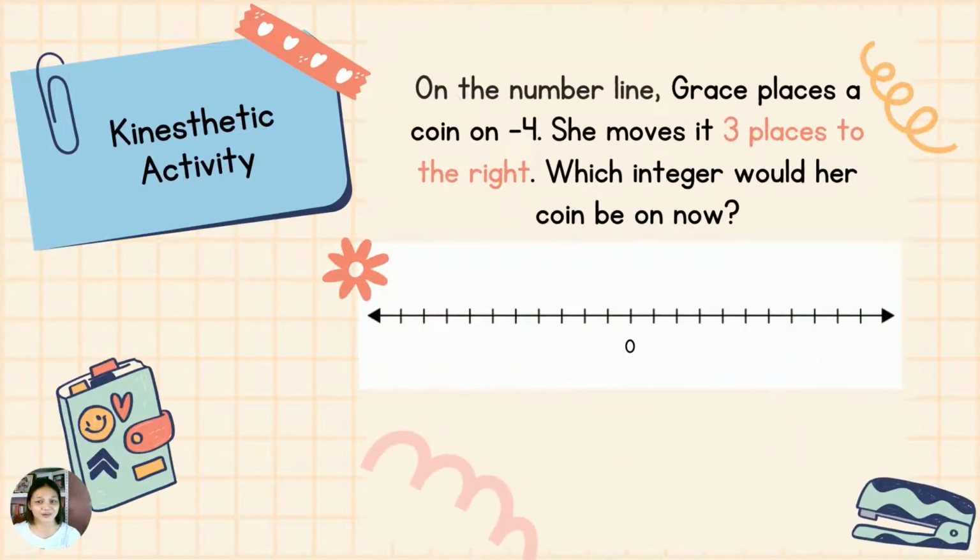Okay, let's have another one. So on this number line, Grace places a coin on negative 4. She moves it 3 places to the right, papunta sa right. Which integer would her coin be on now? Nasaan na kaya yung coin niya? So first, let's analyze. Ang sabi, Grace places a coin on negative 4. So mag-start ka, doon mo ipi-place yung coin sa negative 4. So syempre, negative 4. It is 4 places to the left of 0. So here it is now. And then, from negative 4, you will move it 3 places to the right. So you will move it 1, 2, and 3. So, which integer would her coin be on now? Nasaan na kaya yung coin na yun?